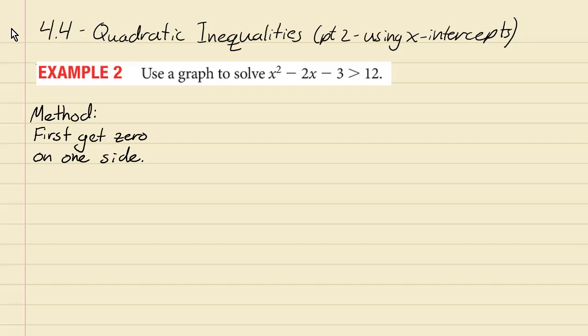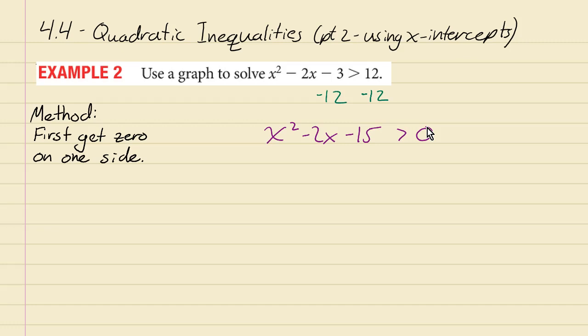Okay, so I went over how to solve something like this using a graphing calculator the last time, but this time I'm actually going to go over a way you can do it without a graphing calculator. So first we're going to get 0 on one side of this. I'll do that just by subtracting 12 from both sides. So you can write it in the form x squared minus 2x minus 15 is greater than 0.